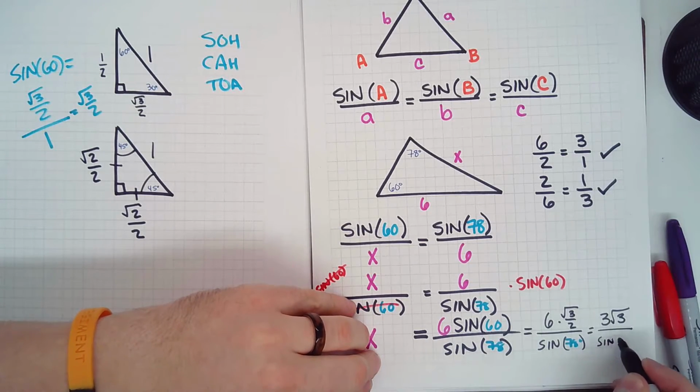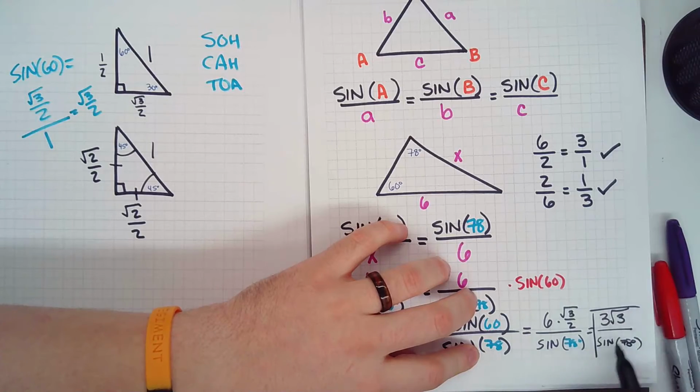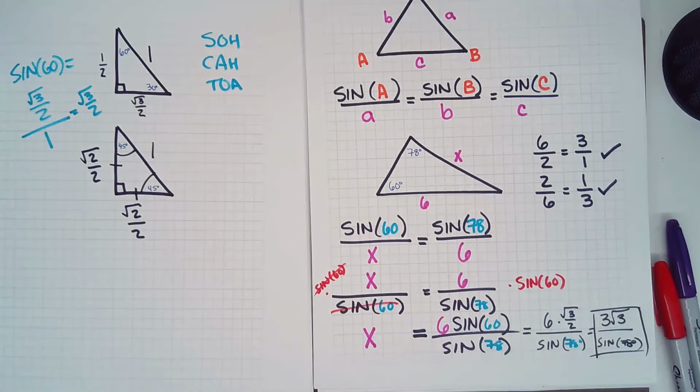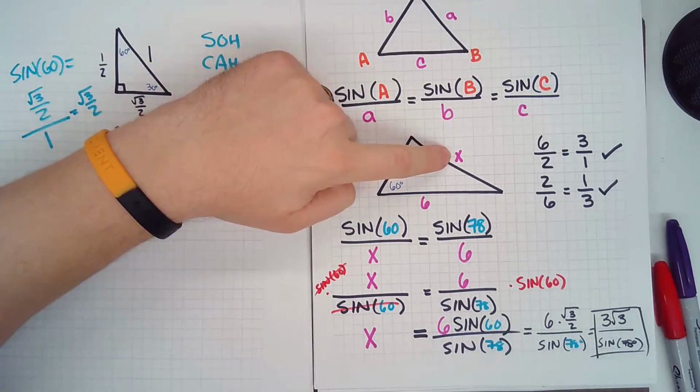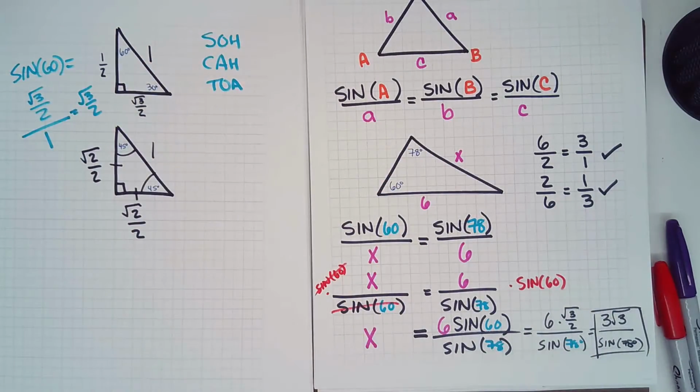And that's going to be your answer. That's as good as we can get without a calculator. That's all it's going to be. So the answer is that x, this length right here, is whatever 3 root 3 over the sine of 78 is in our calculator. If you really wanted to know, you could plug that in. I'm not overly concerned. It would come out as a decimal.